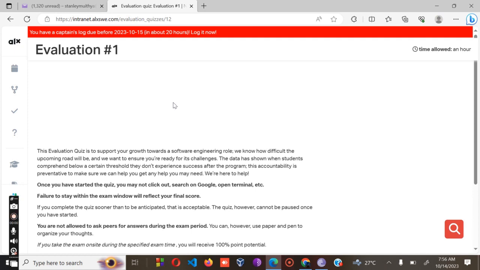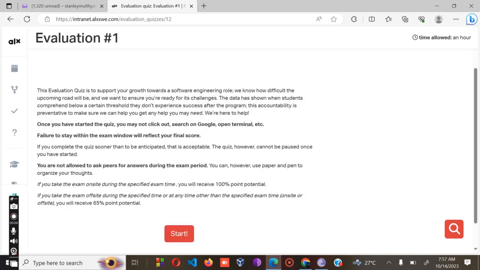Okay, the general requirements: once you have started the quiz, you may not click out or use the Google search engine, or even the terminal, to get the solution to your problem. Number two, failure to stay within the exam window will reflect on your final score. If you complete the quiz sooner than anticipated, it's acceptable. However, the quiz cannot be paused once you have started, meaning that the time allocated, which is 60 minutes, you are supposed to do the assignment for that period.